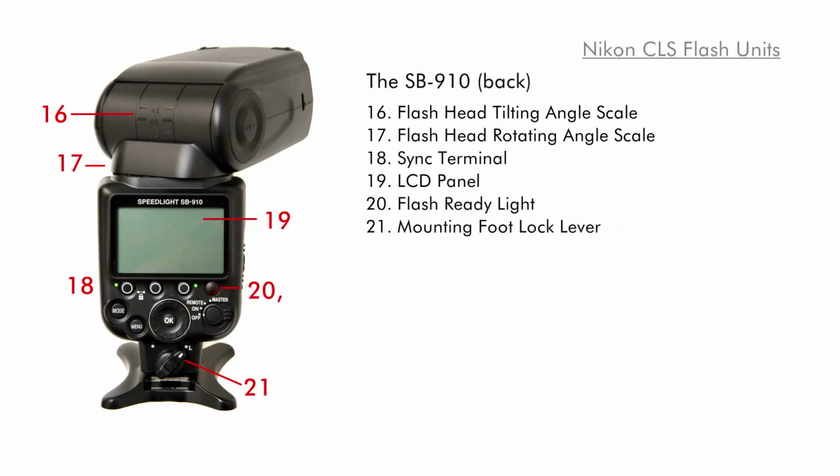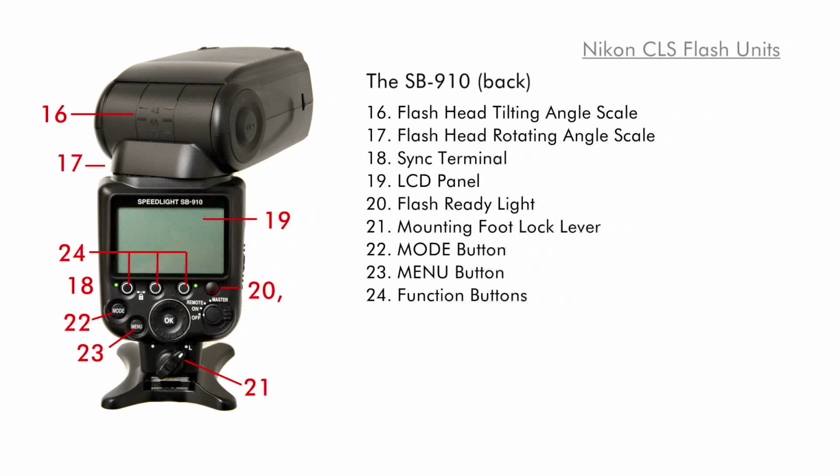Turning the mounting foot lock lever locks the flash into the hot shoe. You press the Mode button to select the flash mode. You press the Menu button to access the SB910's custom function options on the LCD. The function assigned to each of the 3 function buttons may change according to the flash mode and status. The active function for each button is indicated by an icon above it on the LCD. The ready light doubles as a button that you can press to fire a test flash or turn on a modeling illuminator, depending on which option is selected.